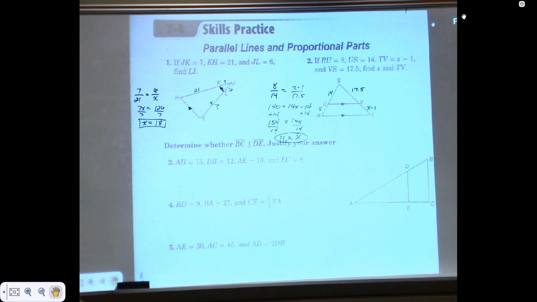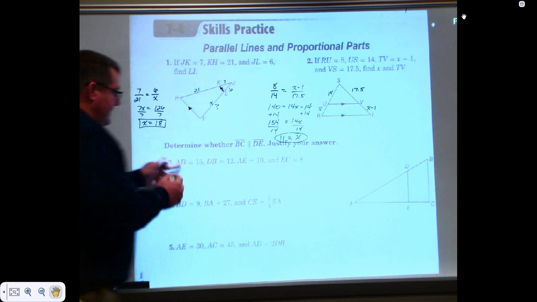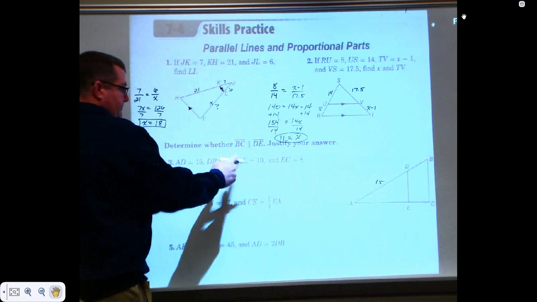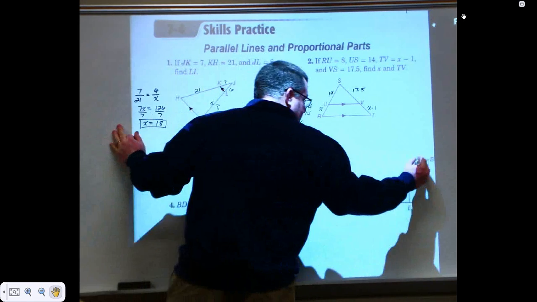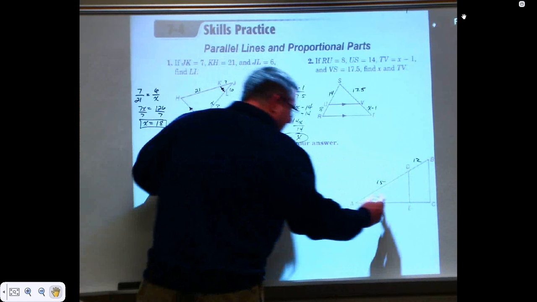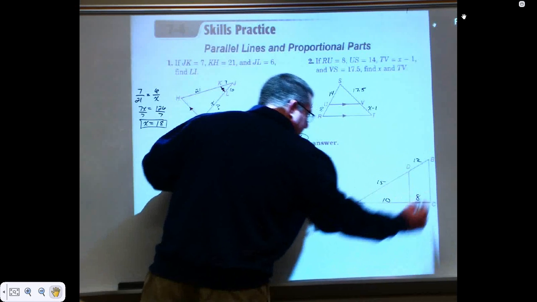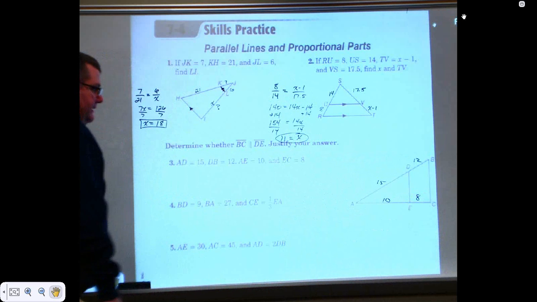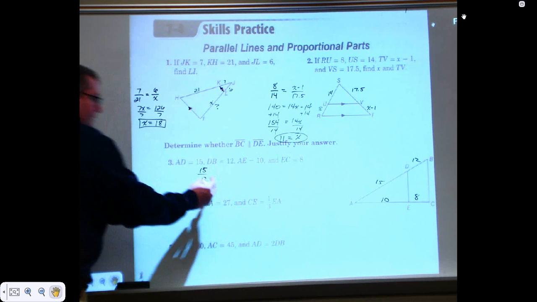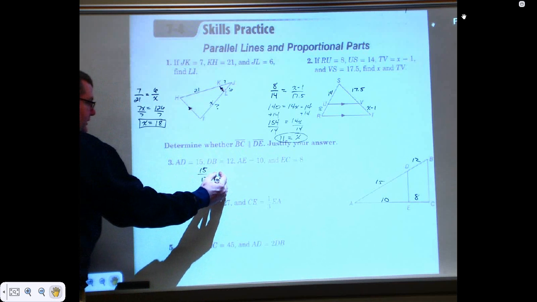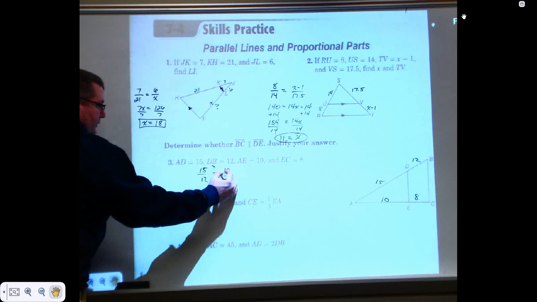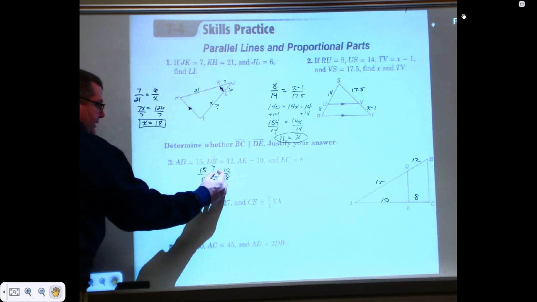So, AD, in this case, AD is what? 15? DB is what? 12? And in this case, they say AE is 10. And this one is what? EC is 8. So, is 15 over 12 equal to 10 over what?